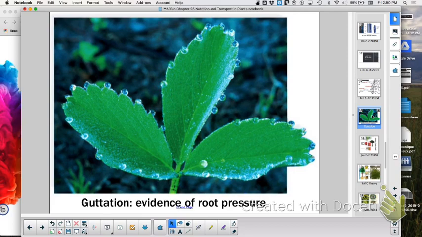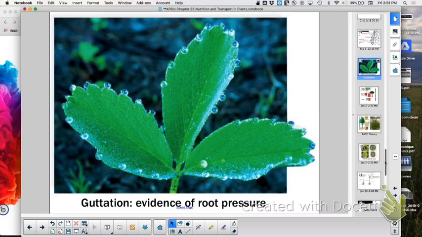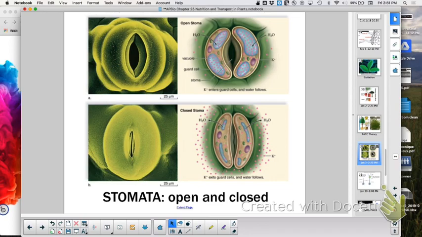Is that water coming out of stomata? No. It's just coming out, it's getting forced out the ends of the leaves. It's under that much pressure. All right. Now, let's talk about that fun stomata picture.